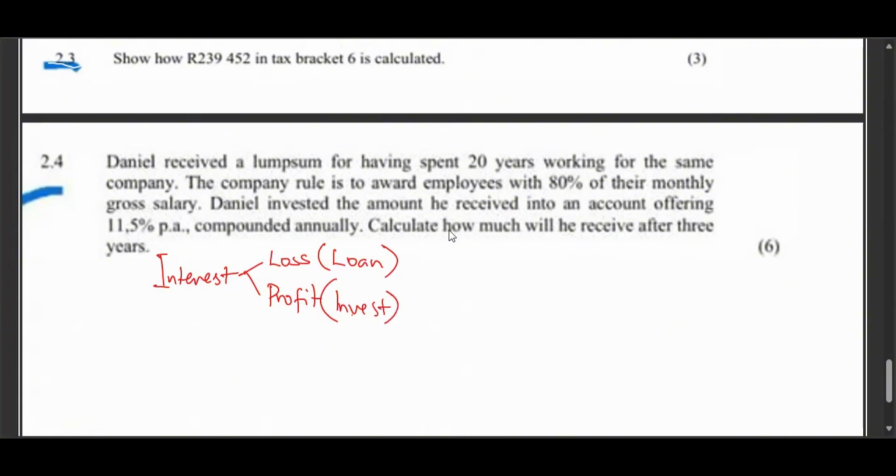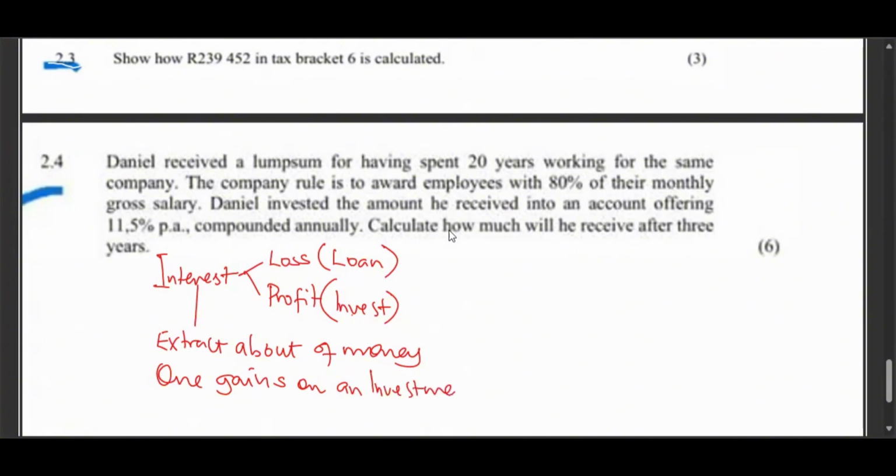But someone might ask us, what is interest? Interest is the extra amount of money one gains. You can say one gains, one gets, one gains on an investment, or one loses on what? On a loan, when one takes a loan.